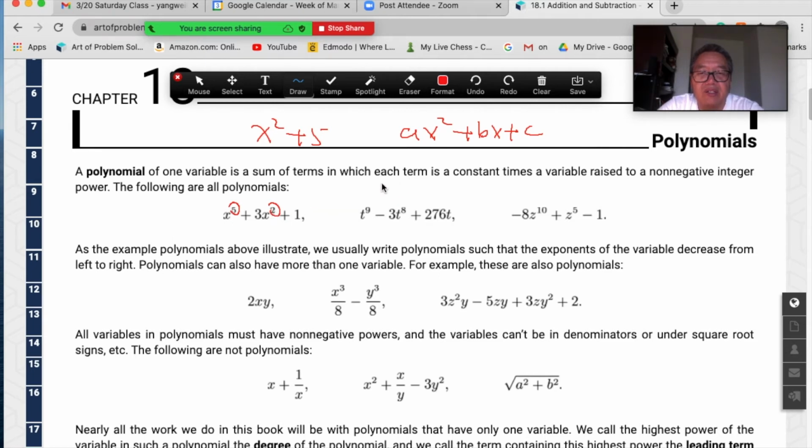You cannot have something like x to the power negative 2 plus 1. This one is not a polynomial, because we can write this as 1 over x squared plus 1. This one will equal (1 plus x squared) over x squared. This is a fraction function. This one is not a polynomial. A polynomial requires the power of the variable to be non-negative, should be greater than or equal to 0. Okay?